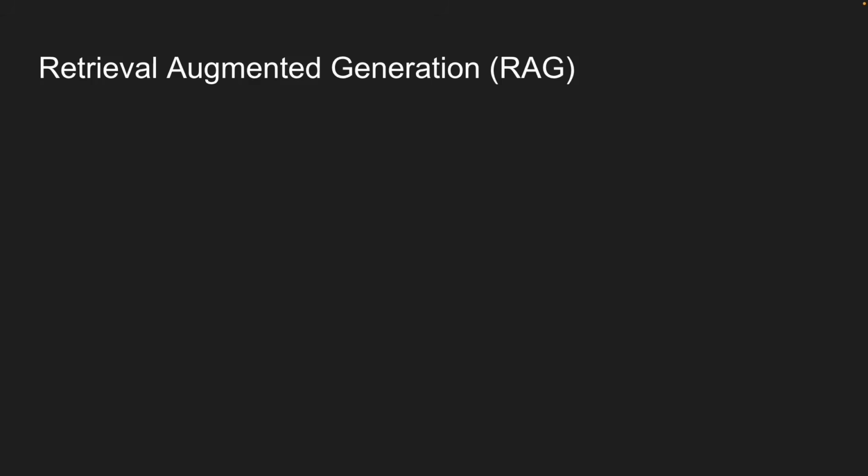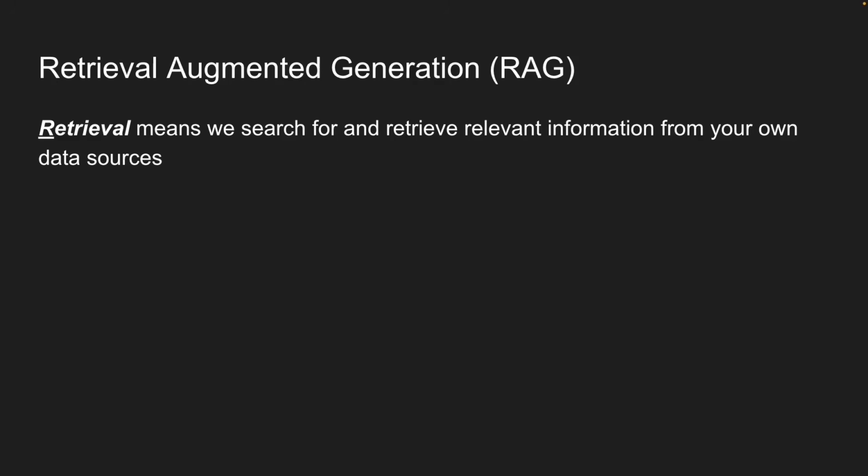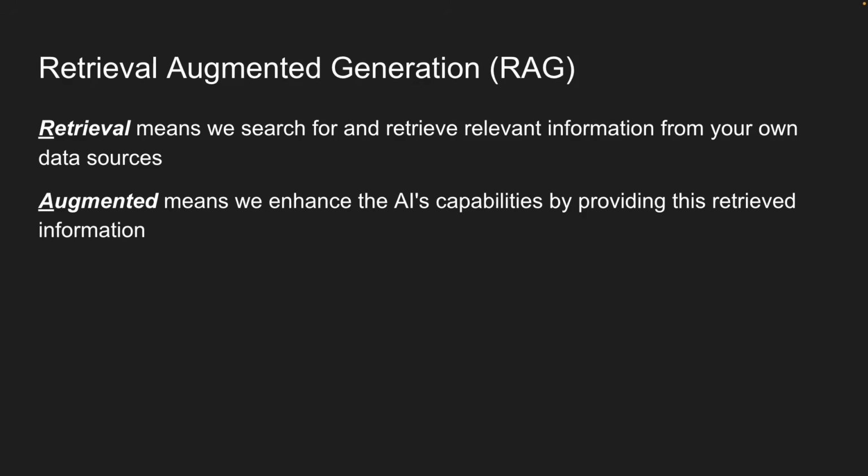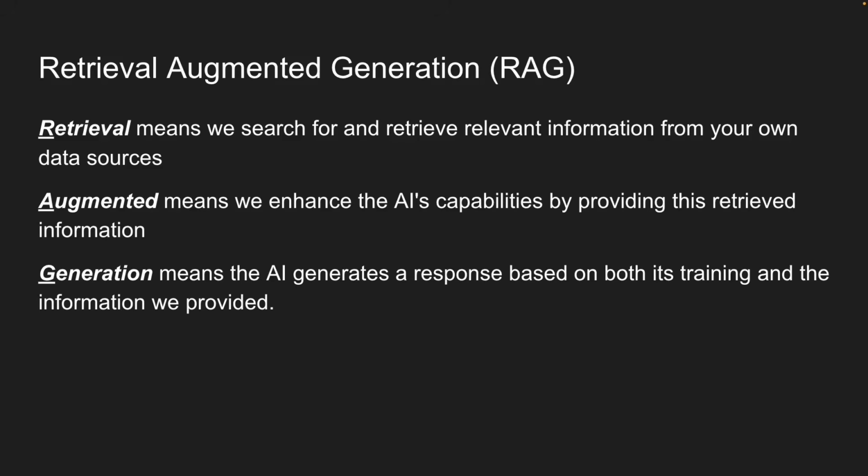That's where RAG comes in. RAG stands for Retrieval-Augmented Generation. Retrieval means we search for and retrieve relevant information from your own data sources. Augmented means we enhance the AI's capabilities by providing this retrieved information. Generation means the AI generates a response based on both its training and the information we provided.